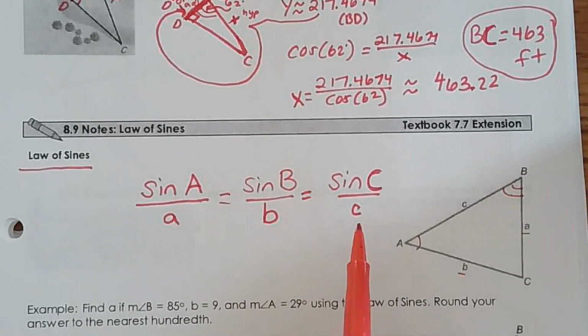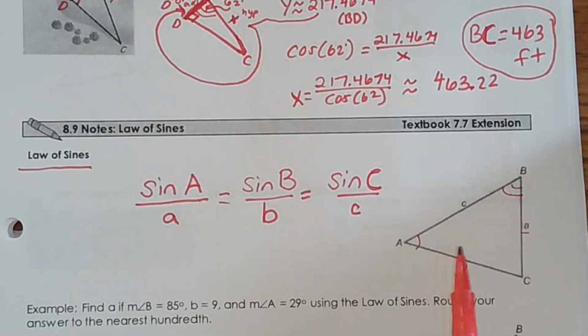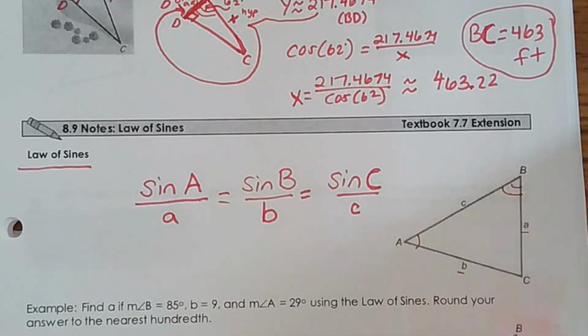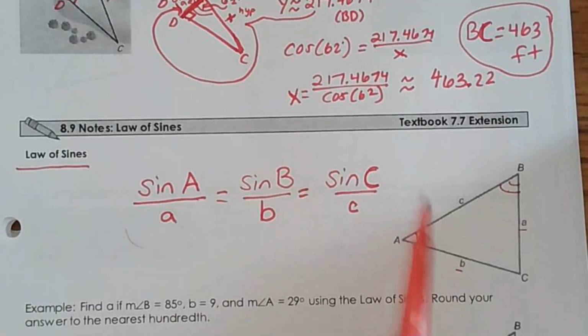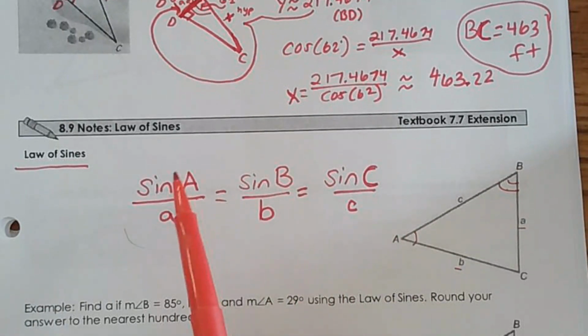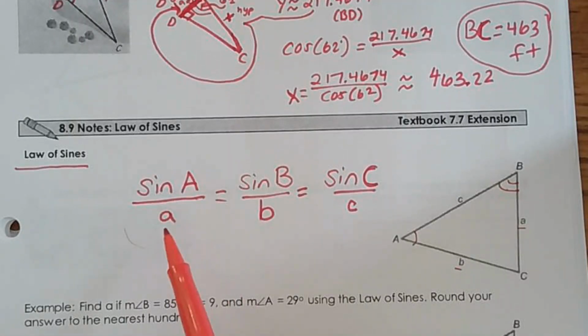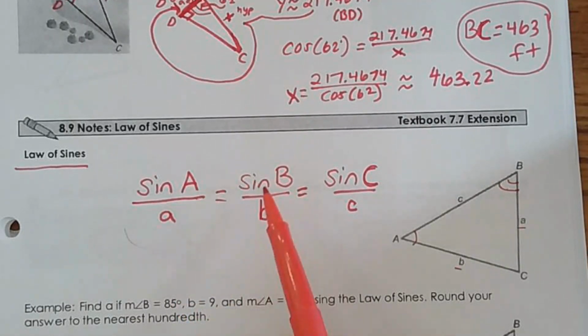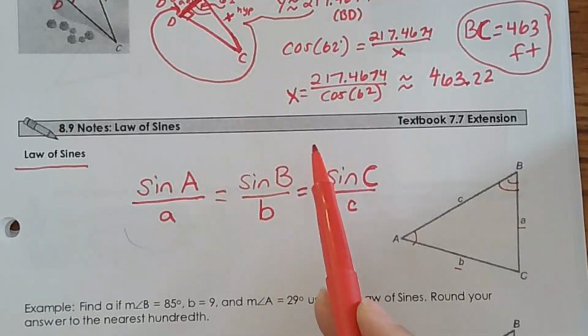Now, every triangle you see might not be drawn this way, labeled with A, B, and C, so you could relabel whatever you see, or just know that the main idea for law of sines is it's saying take sine of an angle and divide it by the side across from it, and then set it equal to sine of another angle and the side across from it.